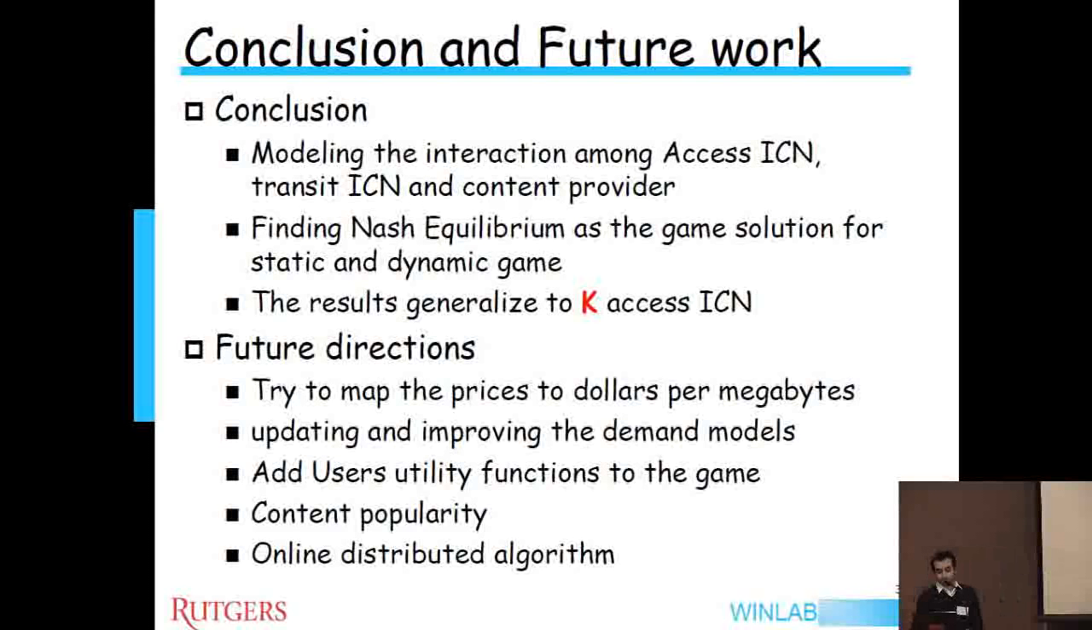And we will also need to add the user's utility function to the game, because the results show that these prices are not fair to the user, because they increase unboundedly sometimes. The most important thing about this work is that we need to add content popularity to the formulation of this game. We have done a little bit, but the results are not complete. Also, we need to design an online distributed algorithm to implement this game to see it in a real scenario. And thank you for your attention.